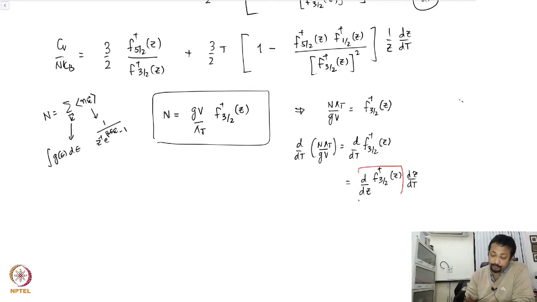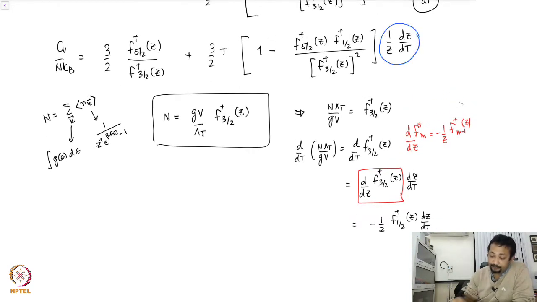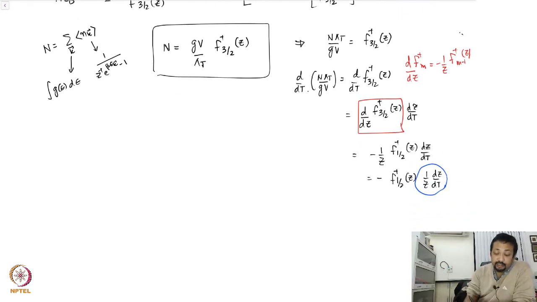But this one I know, because for f plus m, the derivative of f plus m, I derived this as minus 1 over z f plus m minus 1 of z. So it follows that this derivative is minus 1 over z f plus half, since 3 half minus 1 is half, of z dz dt, so that I have minus f plus half of z times 1 over z dz dt. You see, in the right hand side I precisely have the term which I am looking for, which is already there in the specific heat. I now have to evaluate the left hand side.